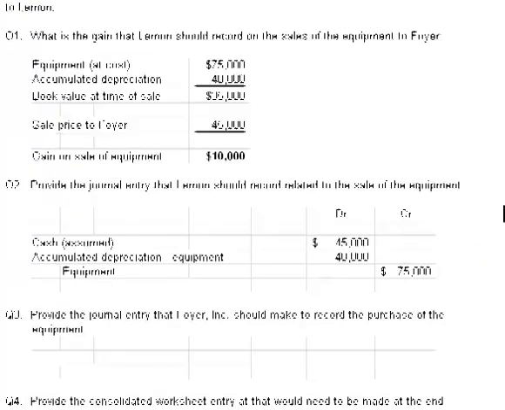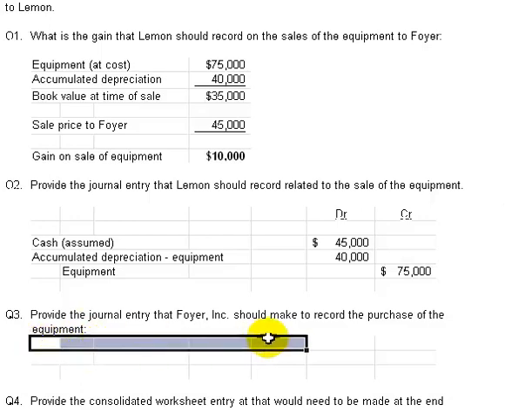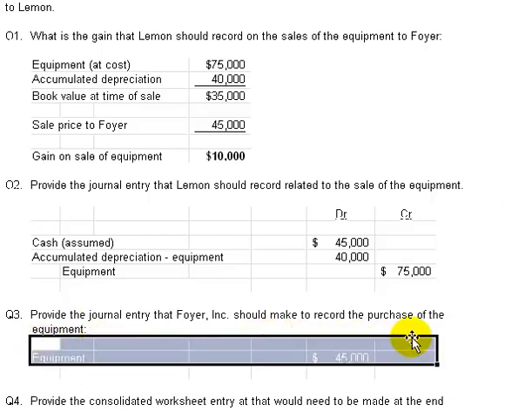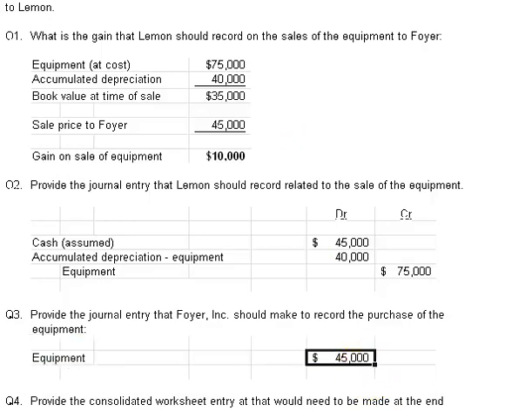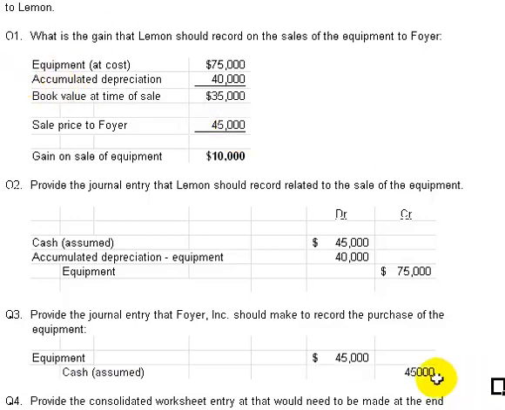Now, I want to slide down and tackle this third question. The third question says, provide the journal entry that Foyer should make to record the purchase. Well, Foyer records the equipment at its cost, and its cost is $45,000, the sales price. Then it pays cash. That's all there is. Oh, and I don't have that formatted correctly. Let me format that for you, and we're good to go.